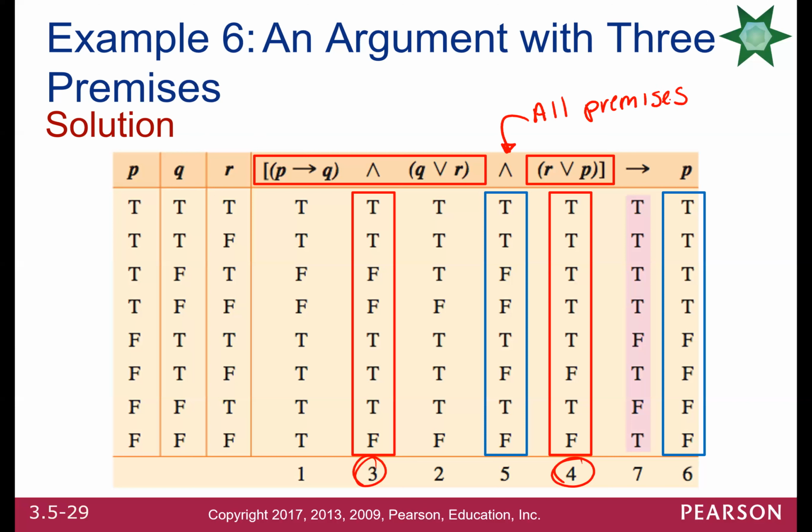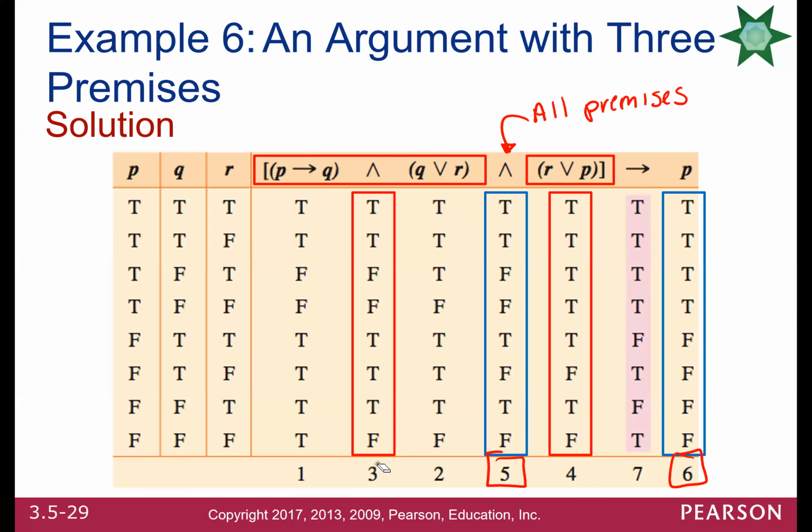So now we have to look at the conditional from combining all of our premises using a conjunction to the conclusion, which in our case was P. So we're going to have if column 5, then column 6. So we're going to combine column 5 and column 6 using the conditional. And the conditional is only false if the antecedent is true and the consequent is false.